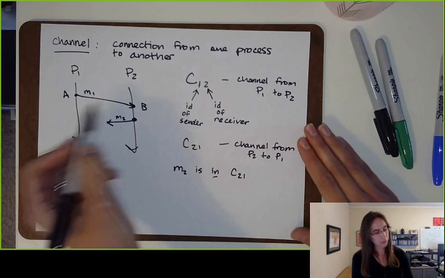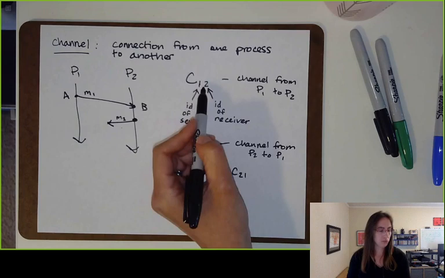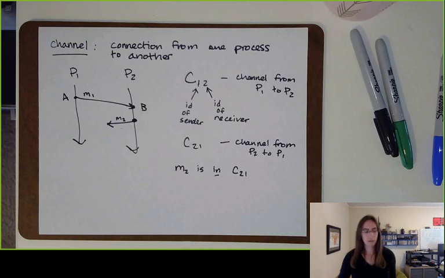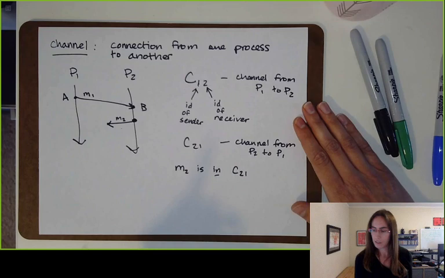So in this particular picture, the channel C21 has one message in it. And the channel C12 is currently empty because there was a message that went through it earlier, but there isn't right now. We're going to assume that messages go through channels in FIFO order. So channels are going to act like FIFO queues.